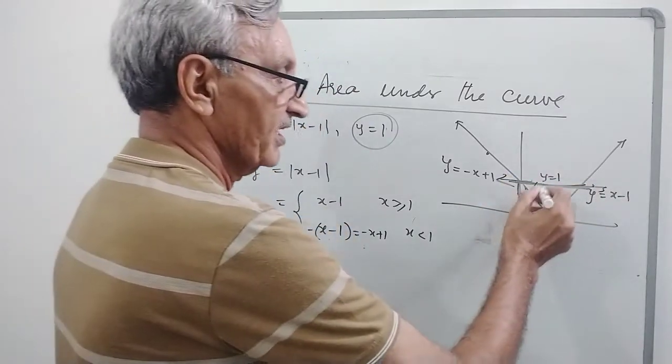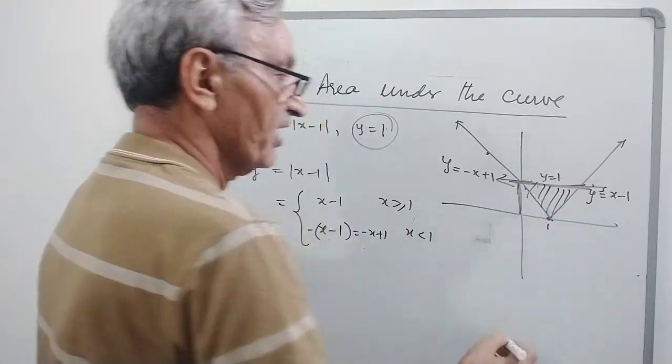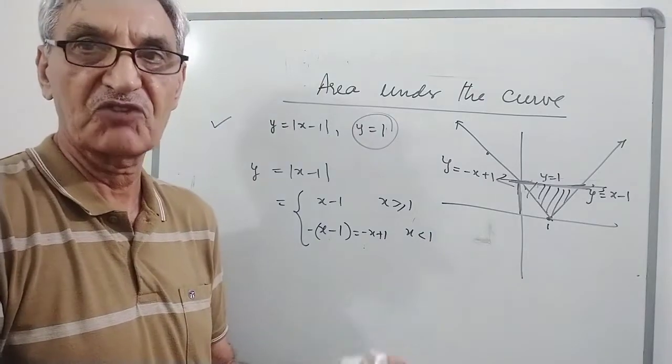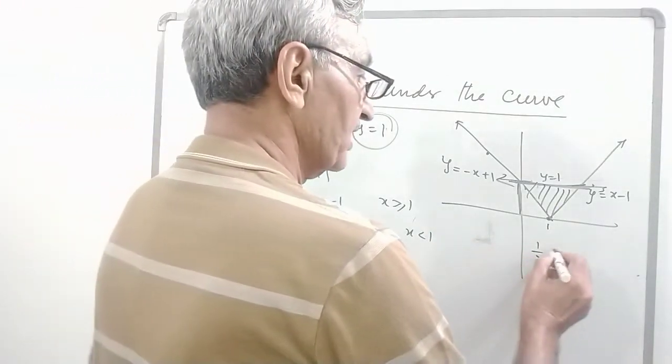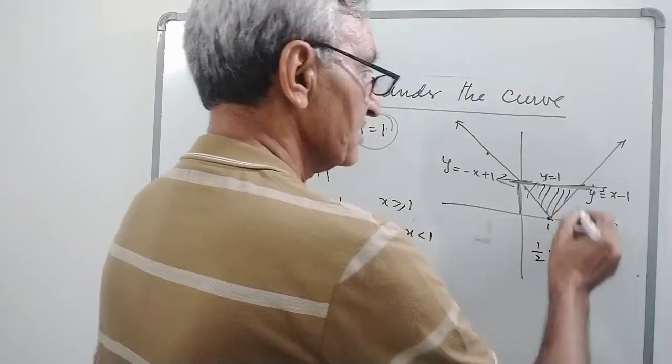You want to find the area between these lines. Friend, this has nothing special to do with integration: you find the area of a triangle enclosed by three lines. This is half into base into height. What is the base equal to?